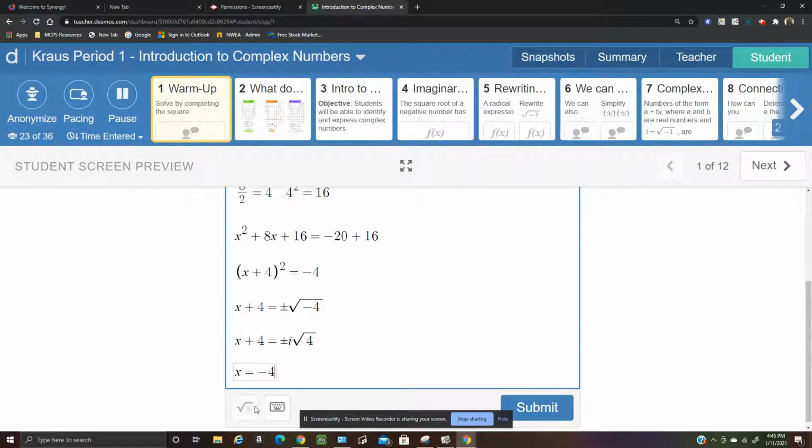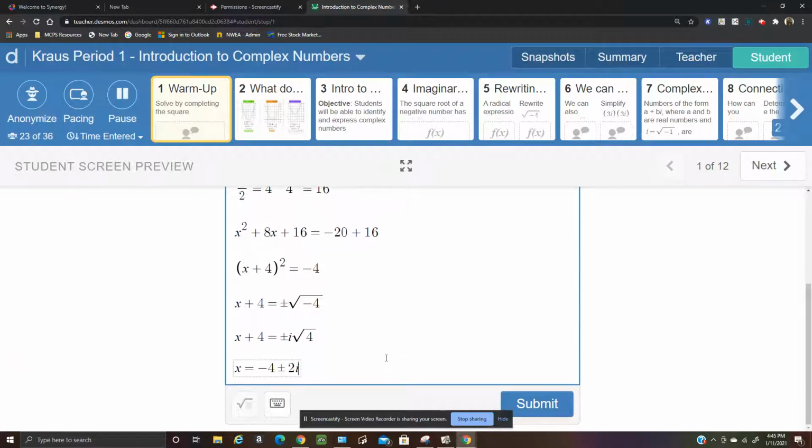So negative 4 plus or minus 2i. In the next few slides, you'll see if you have a square root of a negative number, it's going to be square root of negative 1 times the square root of 4. And the square root of negative 1 is i. So we'll look at that on the next few slides.